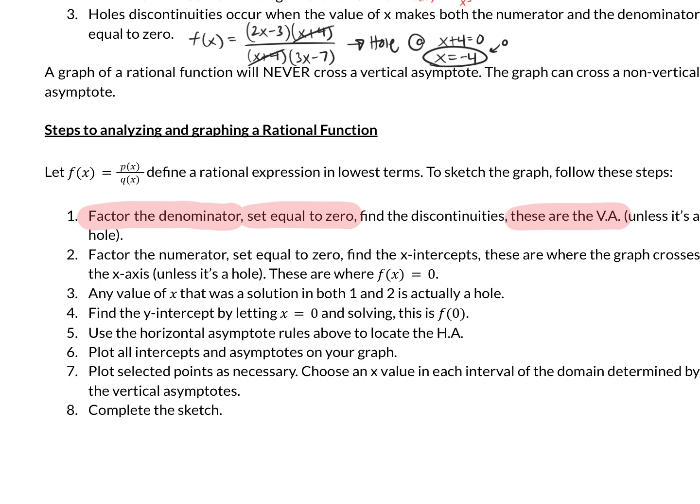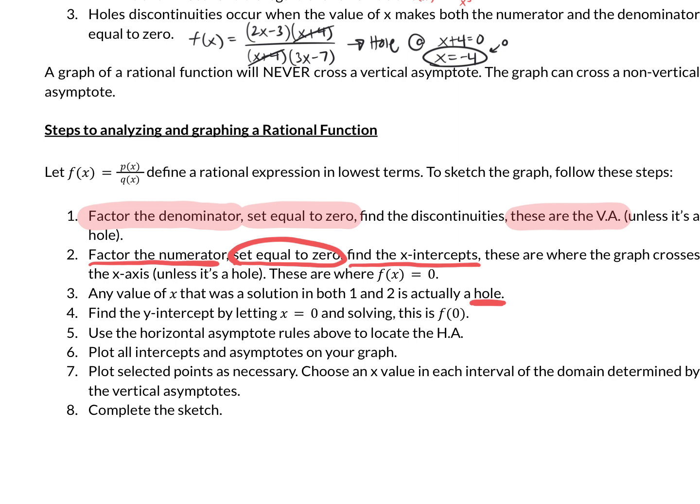To find our x-intercepts, because we're going to try and figure out where they cross the x-axis, we need to factor the numerator if it needs to be factored, and set that equal to 0 to find the x-intercepts. And if the factor in the numerator and the factor in the denominator are the same, those would simplify and give you a hole, right? So we'd have a hole at that value.